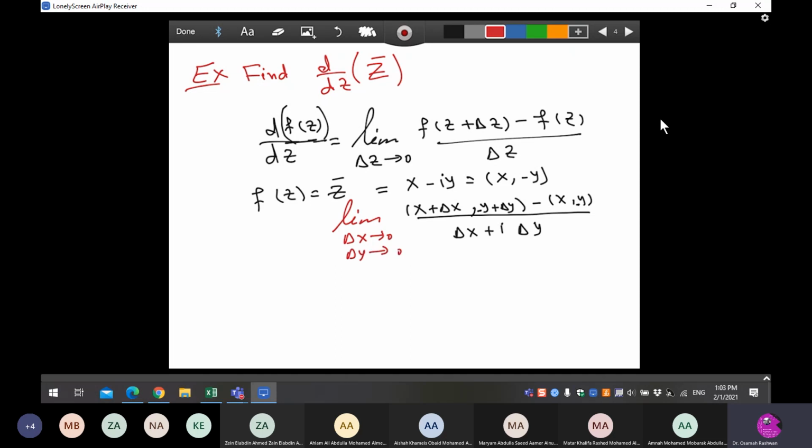If I go for this one, I will have a different result, right? Sometimes I will have 1, and sometimes I have minus 1, right? So d by dz for z bar does not exist, because when I get stuck, I go for the original definition.